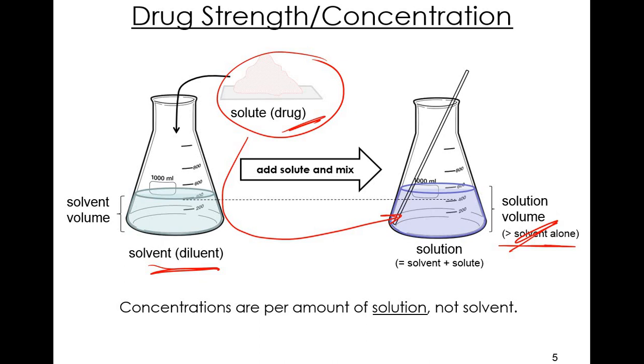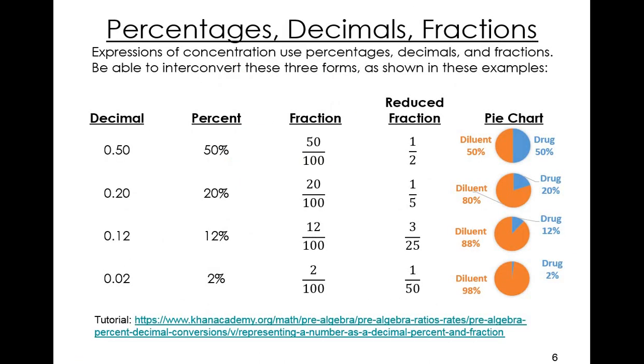If you think that a comparison of the amount of drug to the total amount of medication will result in a fraction, you're right. Take a look at the pie chart on the right-hand side of this table. If our solution consists of 50 units of a drug and 50 units of solvent, the fraction that will describe the drug strength will simply be 50 over 100. That's 50 units of drug, and then the 100 is 100 units total.